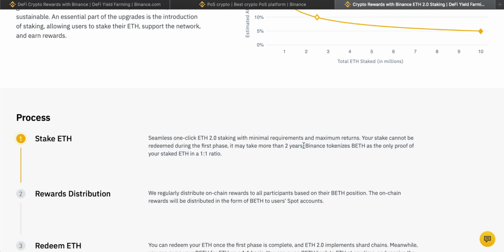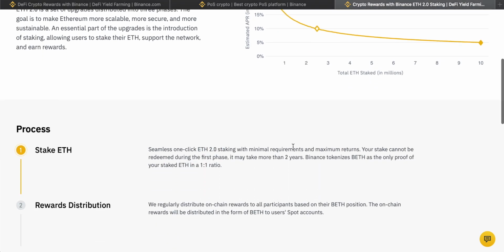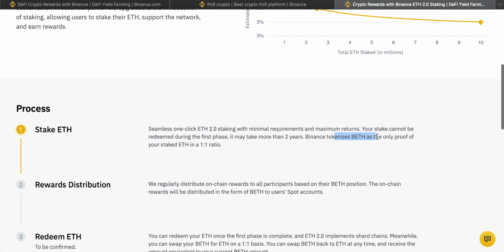Now, Binance obviously take a fee for the services that they're providing for you, but to actually stake some Ethereum coins and then have some BETH in a 1-for-1 ratio that you can go and maybe trade with and do some other things with, I think is a big positive.